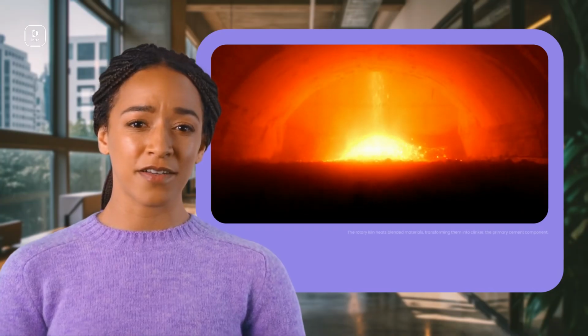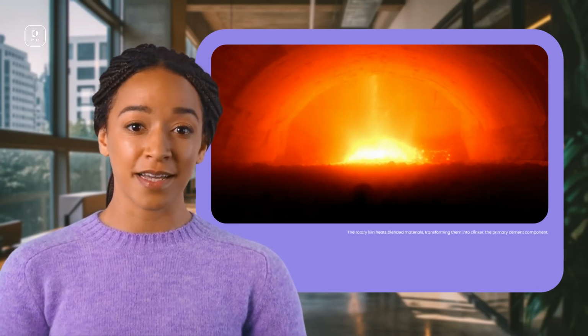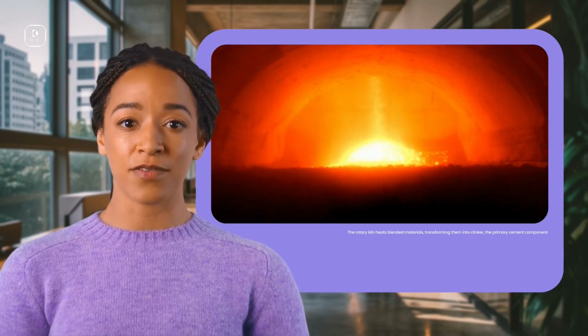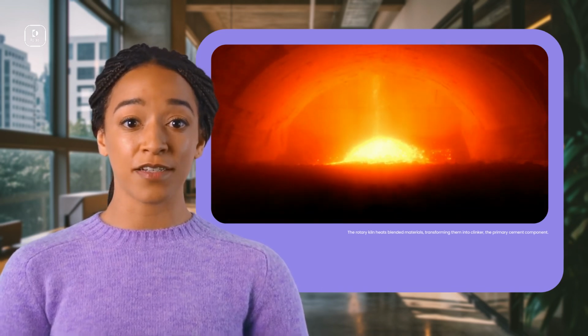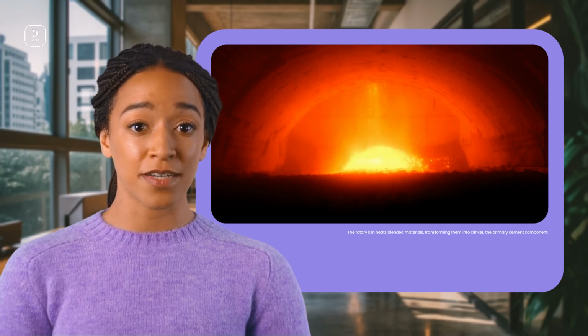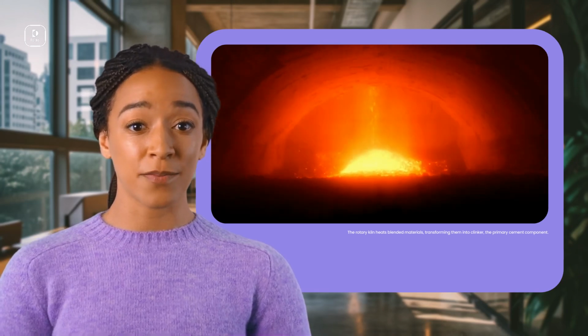The blended materials are then fed into a rotary kiln, where they are heated to high temperatures. This process, known as calcination, causes chemical reactions that transform the raw materials into clinker, the primary component of cement.